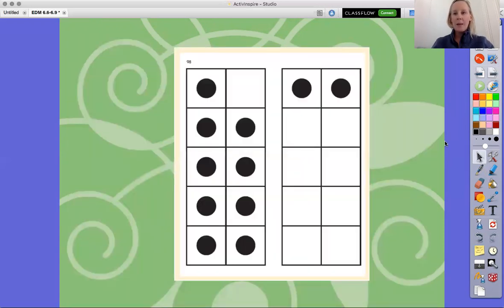Okay, how much is this? I'm betting you can probably see pretty quickly that if you just move, and I'm hoping the board will cooperate here with me, if you just move this one over here, just shift it right on over, you have a full 10 and one more, so it's 11, okay? So my number sentence here would be 9 plus 2 equals 11.